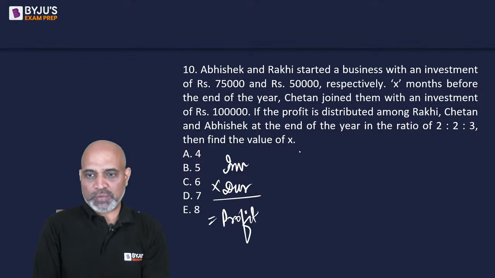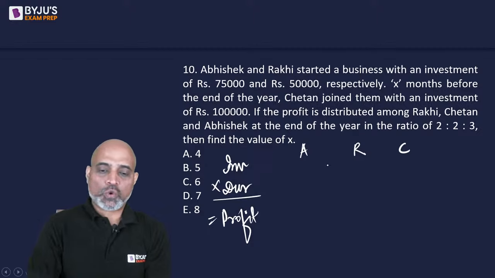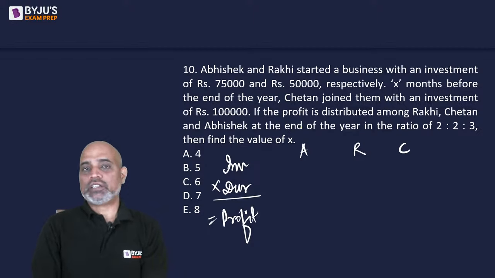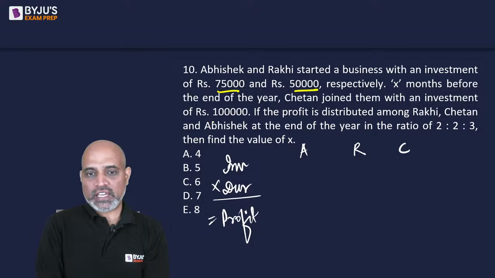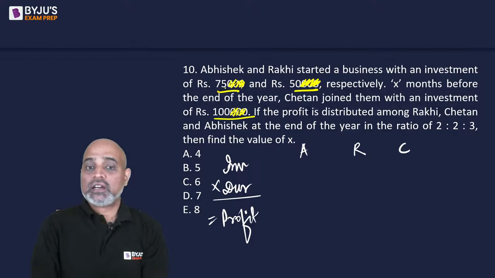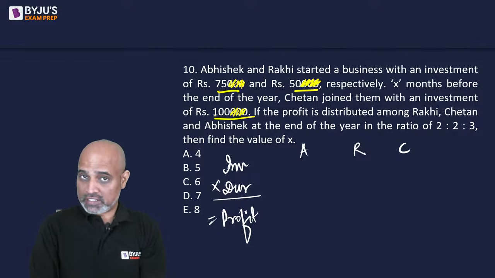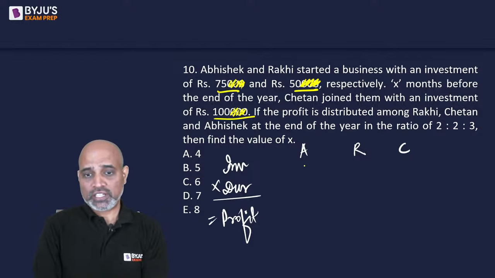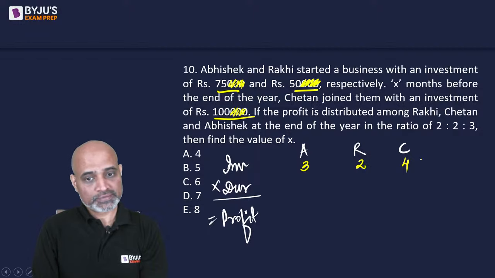So, like we have seen before, investment into duration will give you profit. Not exactly equal to, it's proportional to. So, we have 3 people, right? We have got Abhishek, Rakhi and Chetan. What amount did they put in? 75, 50 and 100. ठीक है, 3 0 हटा दो सब में से, because we are going to deal with ratios, no? So the actual values don't matter. 75, 50 and 100. Now let's simplify this further. They are all divisible by 25. So Abhishek has put in 3 rupees, Rakhi has put in 2 rupees and Chetan has put in 4 rupees.